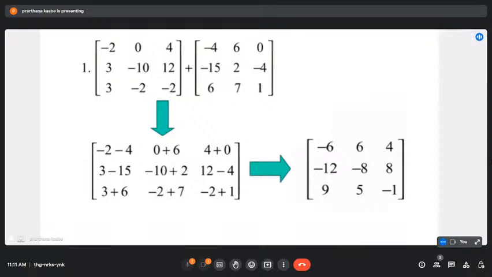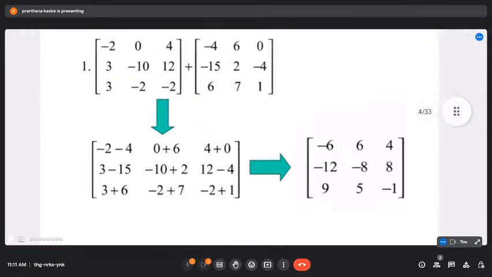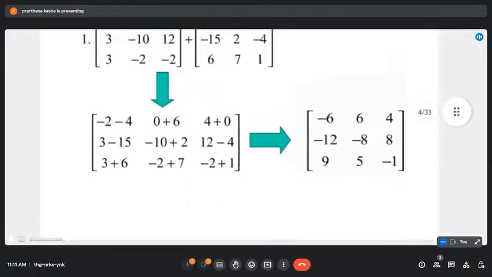Third one here: 4, third column in A and third column in B. 4 plus 0, 12 minus 4, then -2 plus 1. What is the addition of this particular matrix?